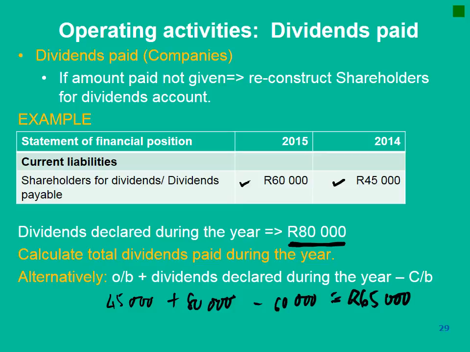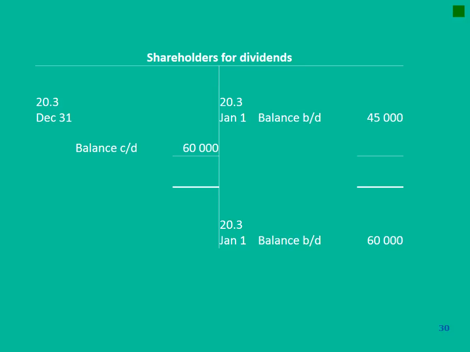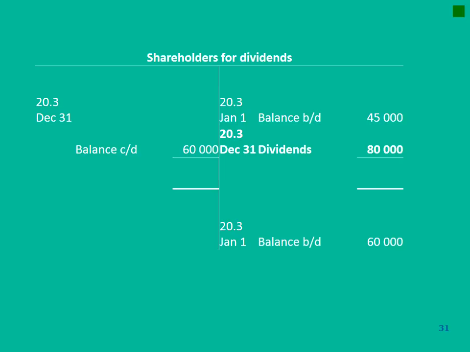But it's the payment, it's not the expense. The dividend expense, which is going to go on your statement of changes in equity for your company, is $80,000. This is the dividend payment, where we would have actually credited bank, debited shareholders for dividends. So if we reconstruct the shareholders for dividends account, here was your opening balance, here was your closing balance. Remember, it's a liability. We owe them money. The dividends declared, we debit dividends. It goes to retained earnings. It reduces retained earnings. We show it on the statement of changes in equity.